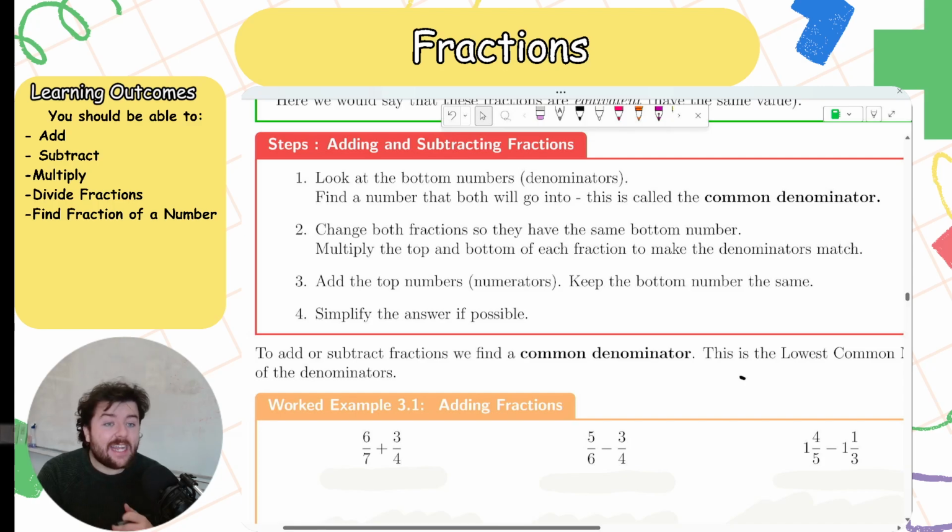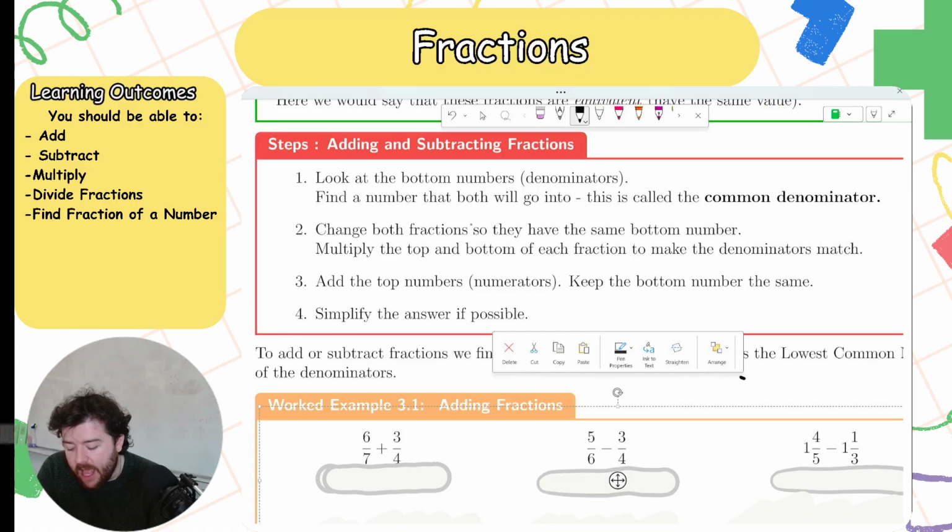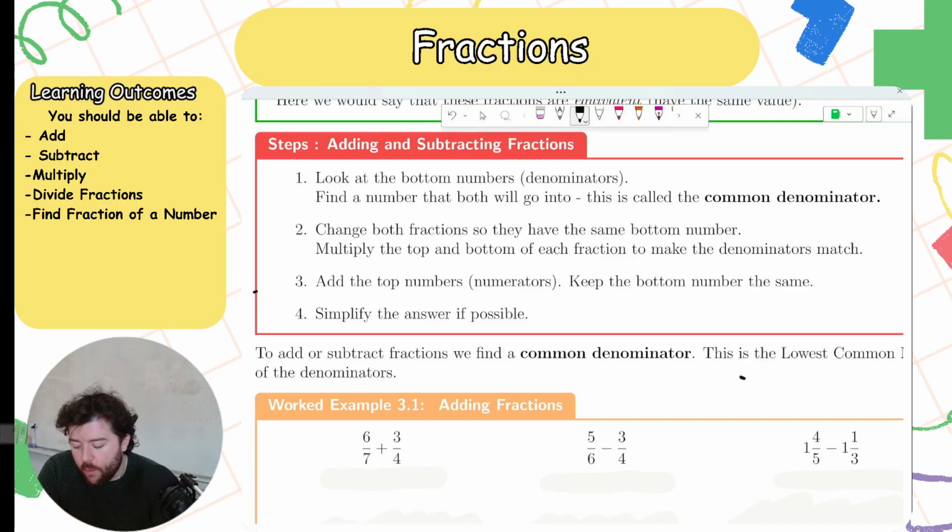So how do we add and subtract fractions? To add and subtract fractions, we look at the bottom numbers, i.e. the denominators. We change both of the fractions to have something called a common denominator. First we need to find a number that both denominators will go into. We then change both fractions to have the same bottom number, multiplying the top as well. And once our denominators are the same, we just add.